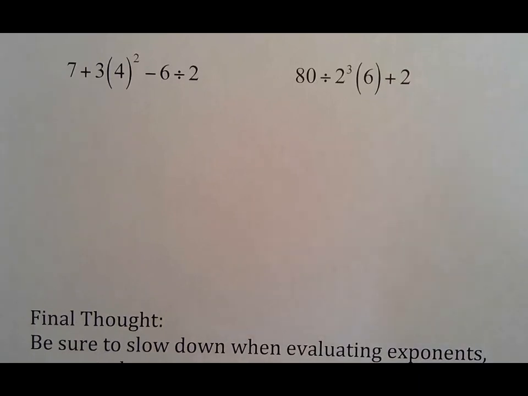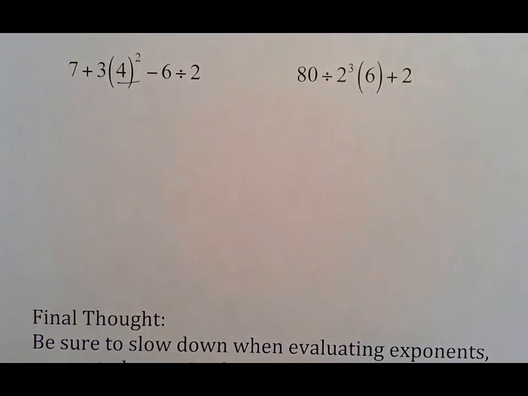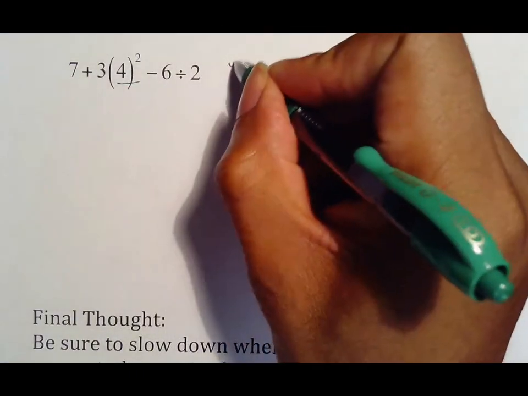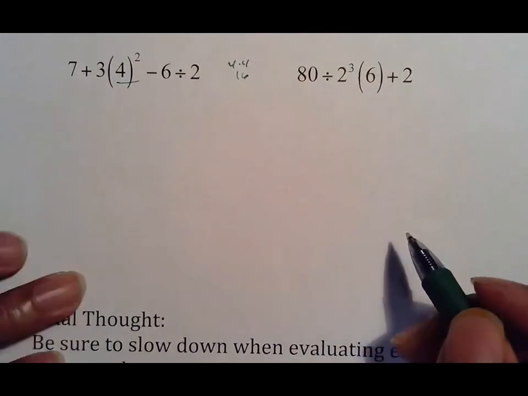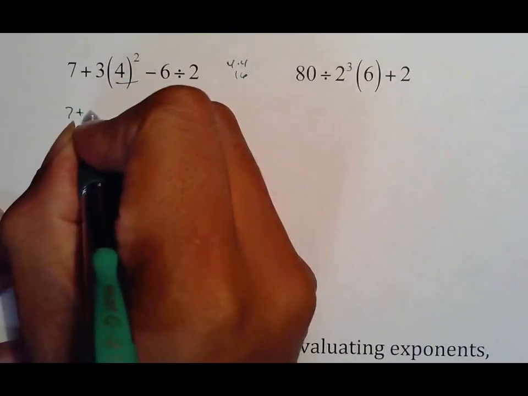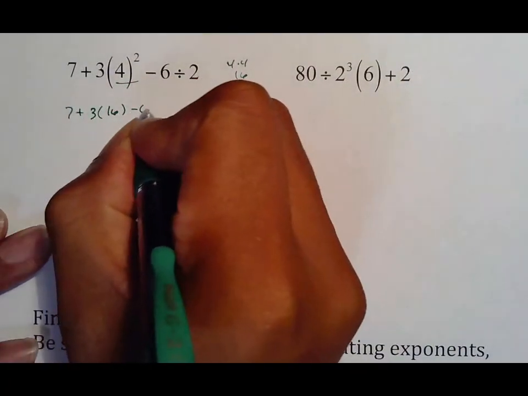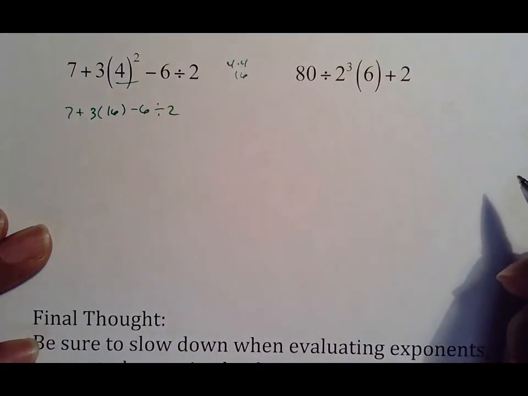Again, looking at it, it stands out that this little 2 is here. So I'm going to do 4 times 4, not 4 times 2, but 4 times 4, which is actually 16. And then I'm going to do 7 plus 3 times 16 minus 6 divided by 2.